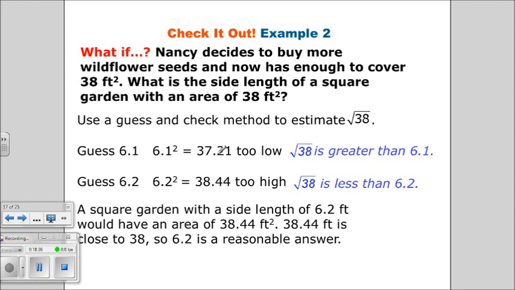6.1 to the power of 2 equals 37.21, while 6.2 to the power of 2 equals 38.44, which is too high. So which one is closer? I think 6.2 is more reasonable. Why? Because 38 is the final answer, and 37.21 rounded is 37, while 38.44 rounded is 38. So the closest answer for our problem would be 6.2. 6.2 is much closer to our answer, so it is the reasonable one.